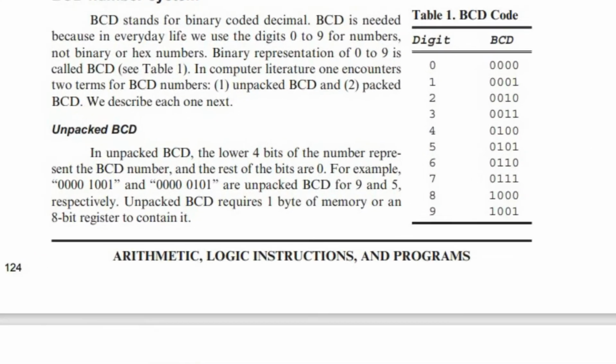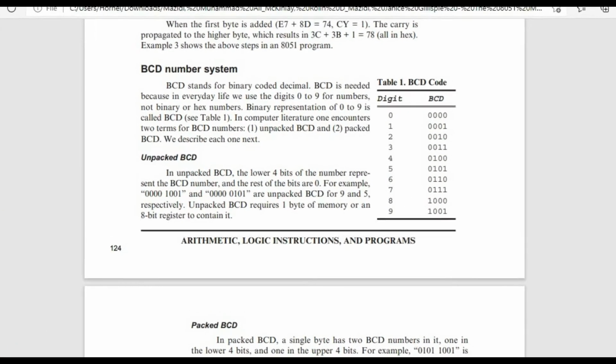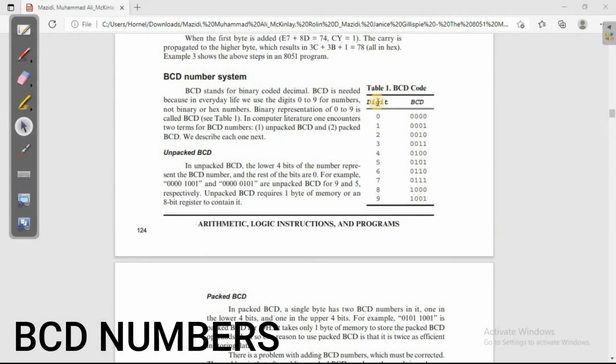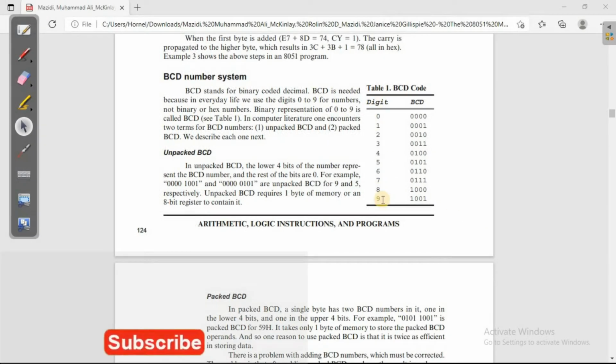Guys, today we're going to discuss BCD numbers. BCD numbers range from 0 up to 9 in decimal, in binary, which is 0000, and then 0001 up to 1001. In BCD numbers, we have two types of BCD numbers. We have what you call unpackaged numbers.